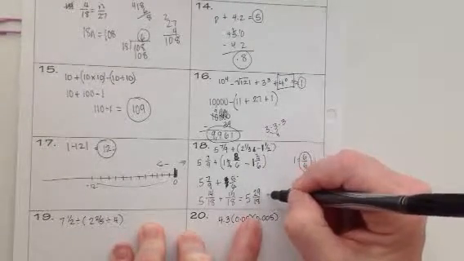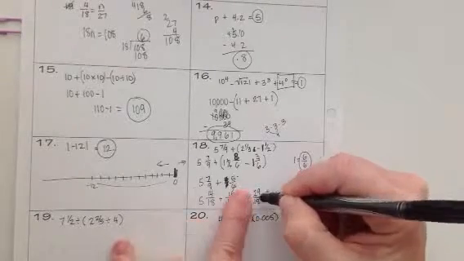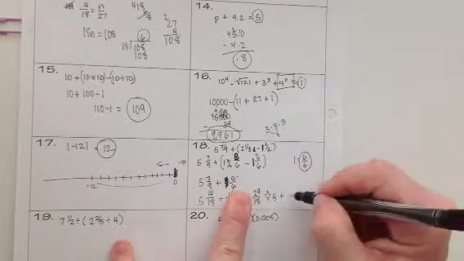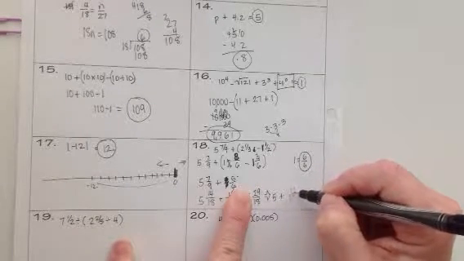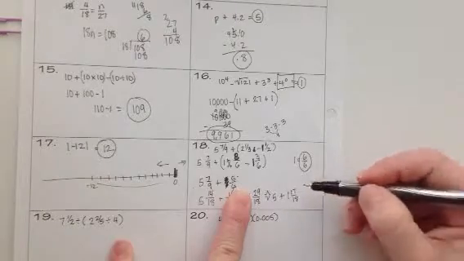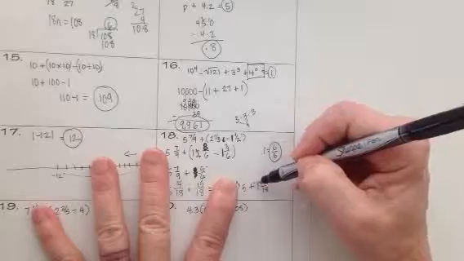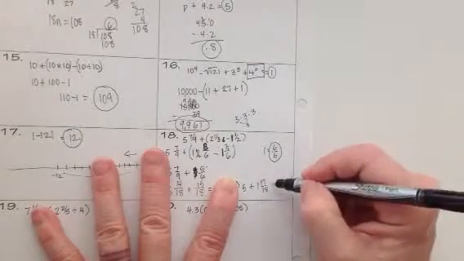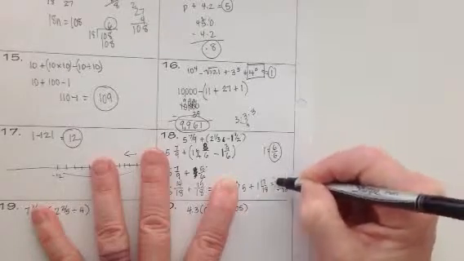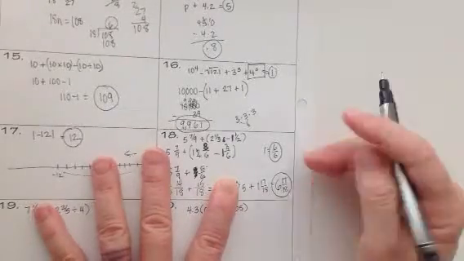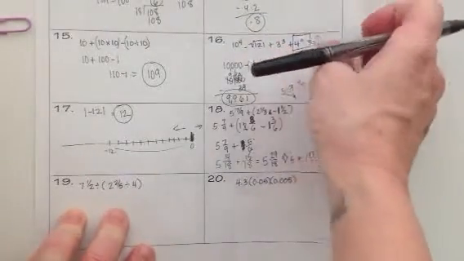So I'm going to think of this as 5 plus, now make this into a mixed number. 18 goes into 29 one time, and you have 17 left over. So now I have 5 plus 1 and 17 over 18, which equals 6 and 17/18. Okay? All right. Number 19. Can we see 19? Pretty good.